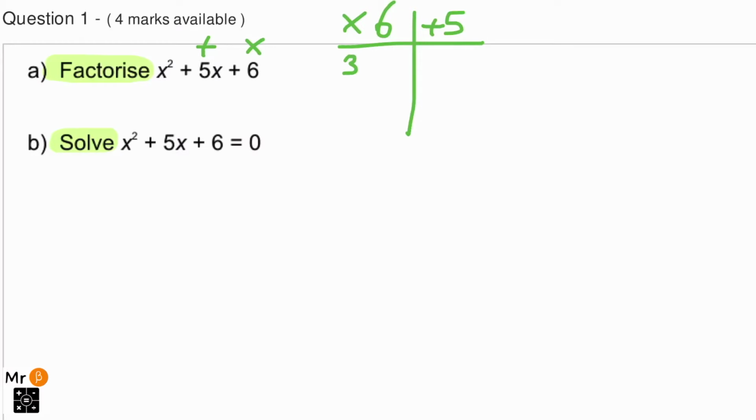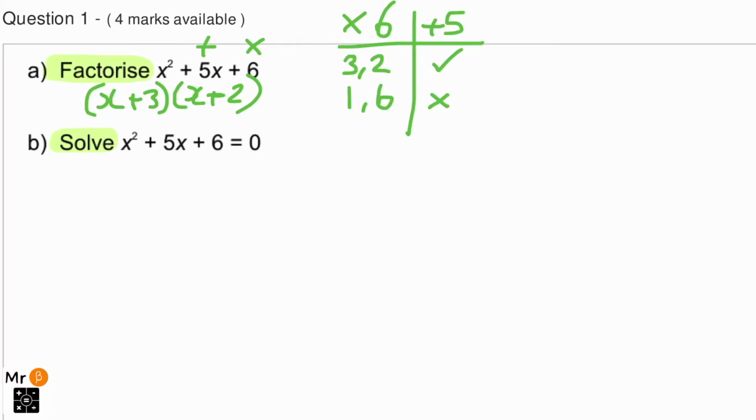I now write down my factors of 6, which are 3 and 2, 1 and 6. Then we double check: 3 plus 2 is 5, 1 plus 6 is 7. Okay, so we only ever get one solution there. Once we've worked out the two numbers, we can then just pop them into our double brackets. So we've got x plus 3, x plus 2.